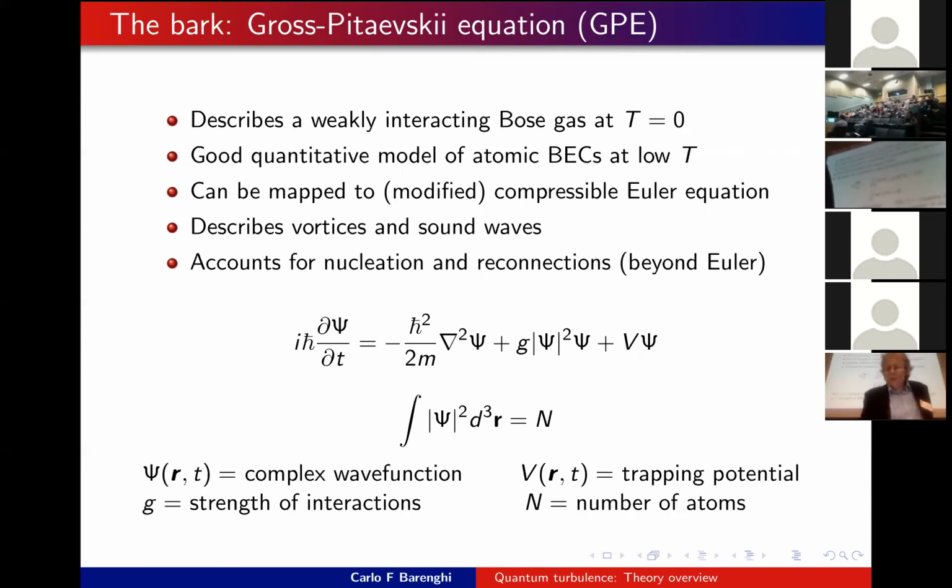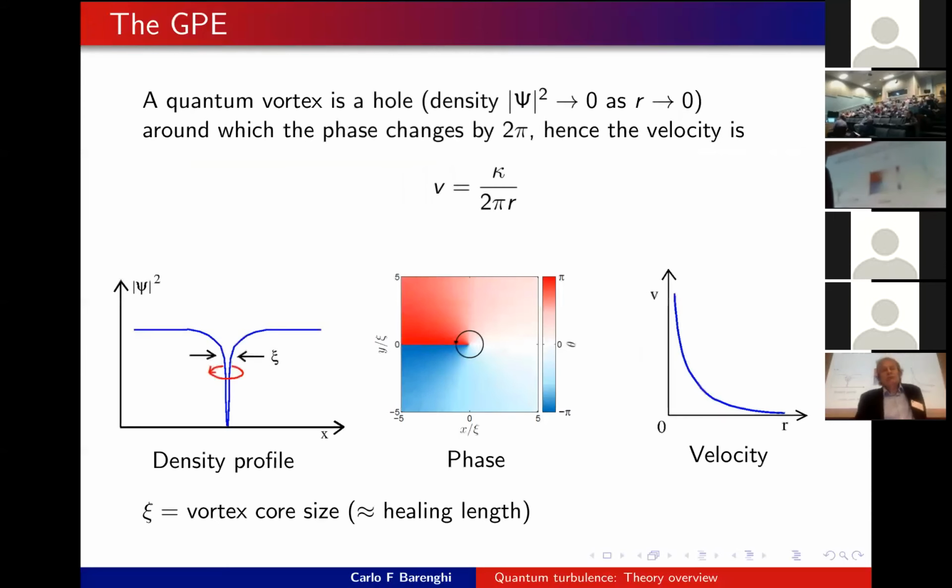So this is the Gross-Pitaevskii equation. So what is a vortex in this system? The most microscopic, which I'm going to describe.